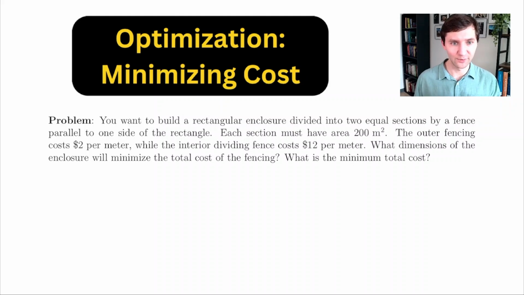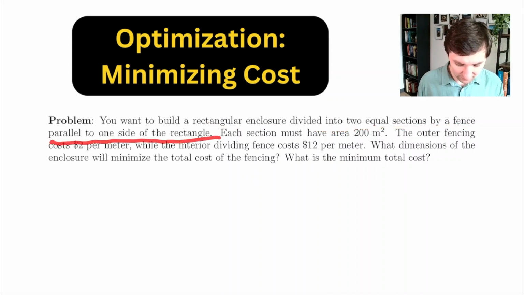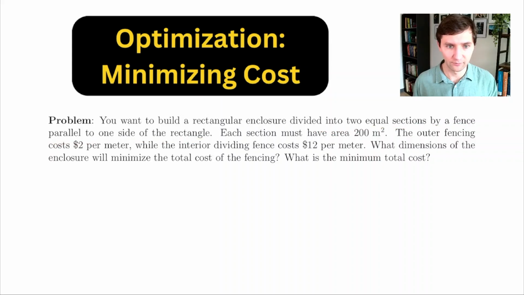Hi everyone. Let's solve an optimization problem involving a cost of a rectangular enclosure. We must build a rectangular enclosure divided into two equal sections by a fence parallel to one side of the rectangle. Before we read any further, let's draw this.